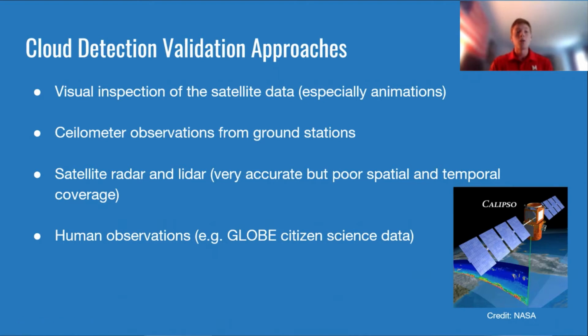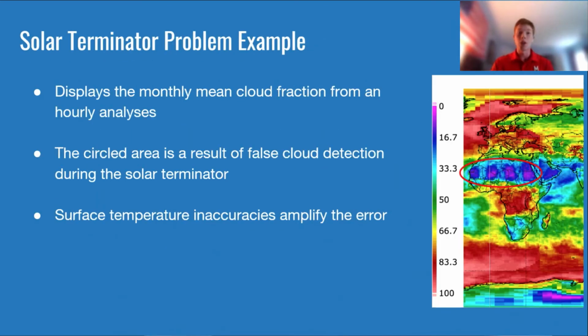There's also satellite radar and LiDAR. It's very accurate, but for my project, it wouldn't be the most useful because usually it's not overpassing where the terminator is, and it also has very low spatial coverage. It covers about 1 kilometer of surface area. And then the fourth way that we could validate cloud detection is through human observations. That includes the GLOBE Citizen Science data and a special terminator observation period that the GLOBE Clouds team is conducting. So we can use human observations in order to validate what we're seeing from the satellites.